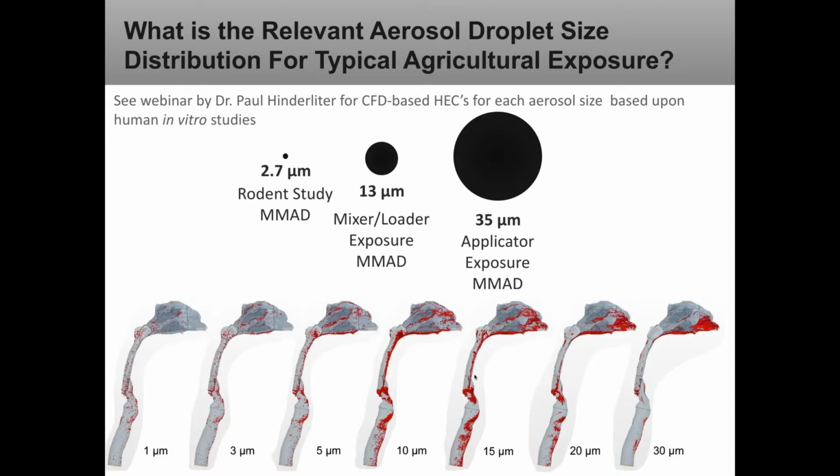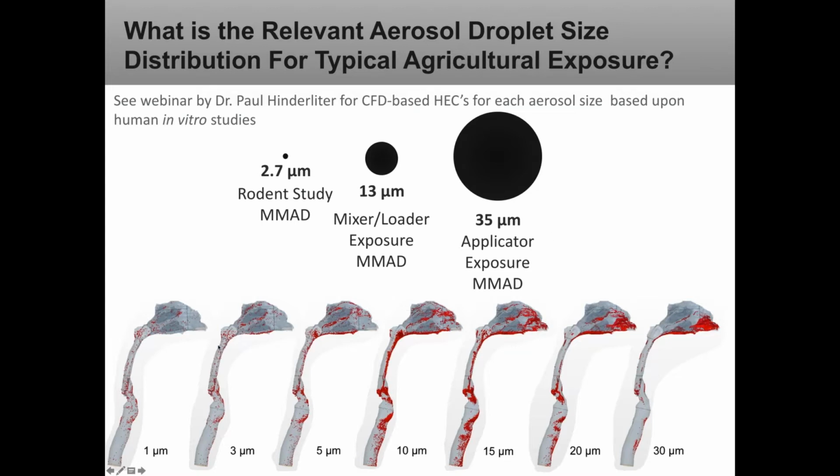So using that process, we ran a series of simulations with the human model using the aerosol sizes characterized for the different types of potential exposure scenarios. You'll see here, and this slide is actually shown in Paul Hinderleiter's webinar as well, the size of the rodent study is 2.7 microns, but humans working on mixing and loading of pesticides are at 13 microns on average, and applicator exposures are to larger particles of 35 microns.